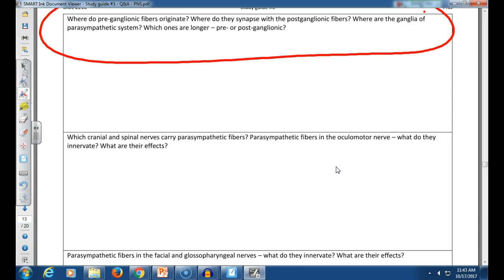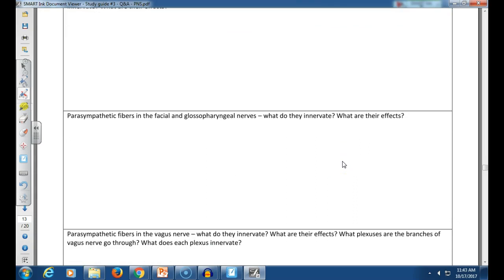Same goes for glossopharyngeal. What are the effects? Parasympathetic fibers of the facial nerve, do they control your facial expressions? Why don't they?